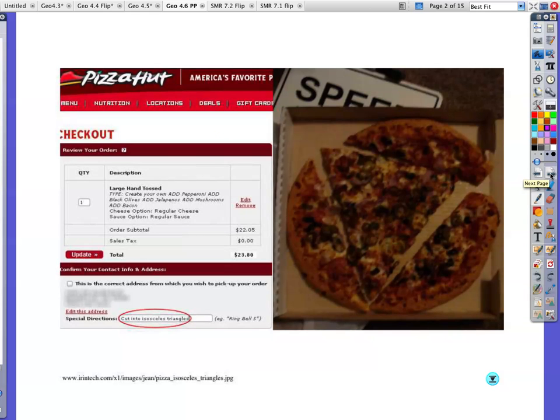All right, this is kind of funky. I don't know how well you can see the screen there, but this is some Pizza Hut order. I guess you can do this online. And somebody had a special direction to cut their pizza into isosceles triangles. And if you note here, I'm really not seeing this pizza cut into isosceles triangles. But that's kind of funny.